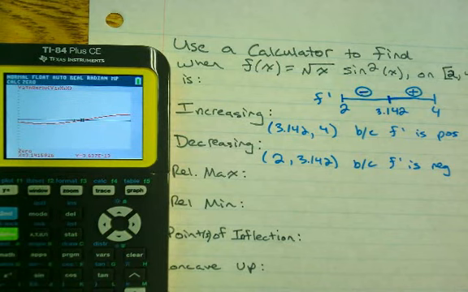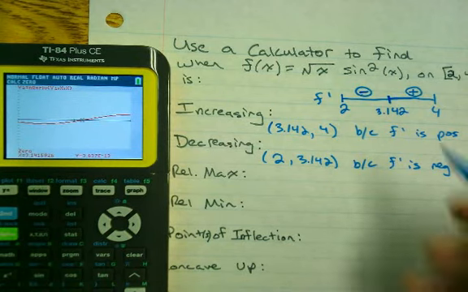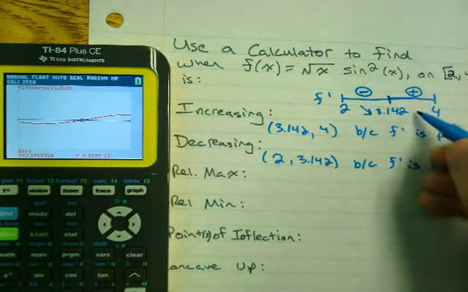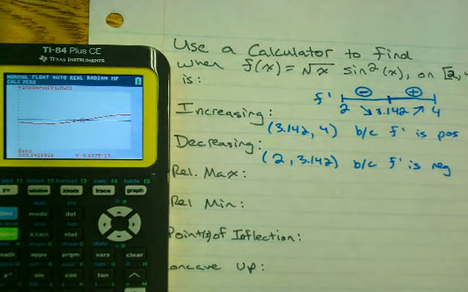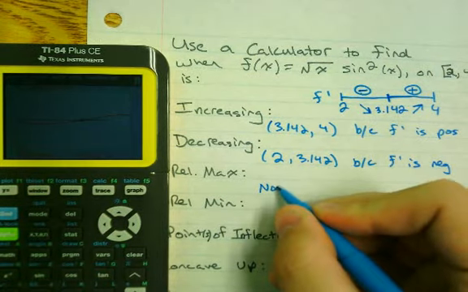Okay, relative max. Do I have a relative max here? This is going down, and then that's going up. Is there a relative max? No, so there is none.